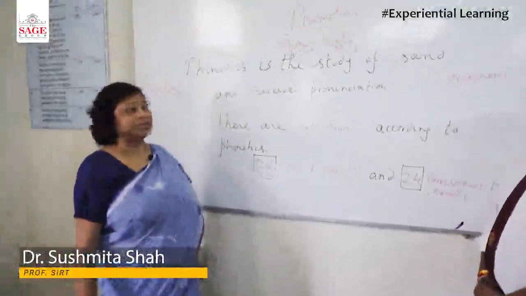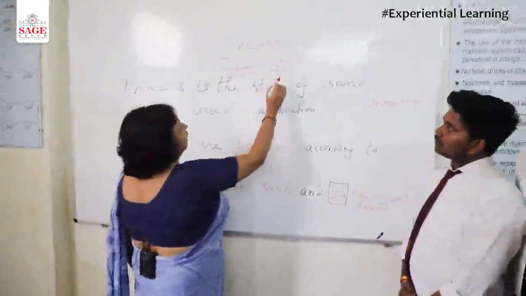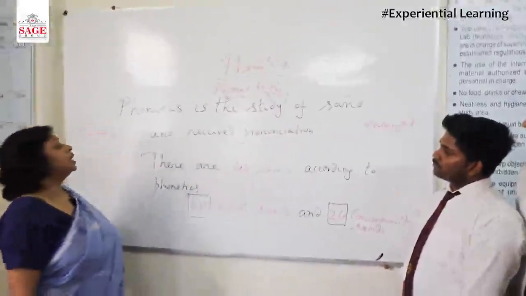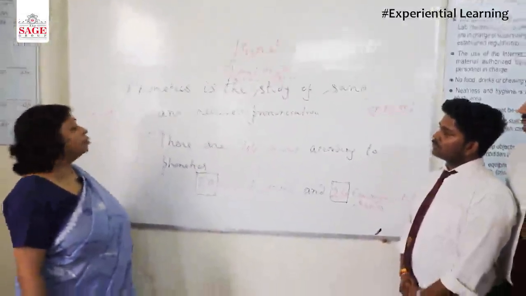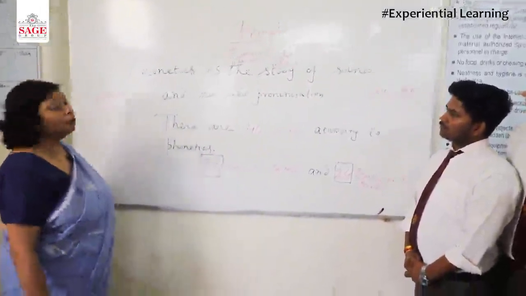What is phonetics? Phonetics is the study of the sound and the received pronunciation. According to phonetics, there are 24 sounds. No, there are not 24 sounds actually. There are 44 sounds.